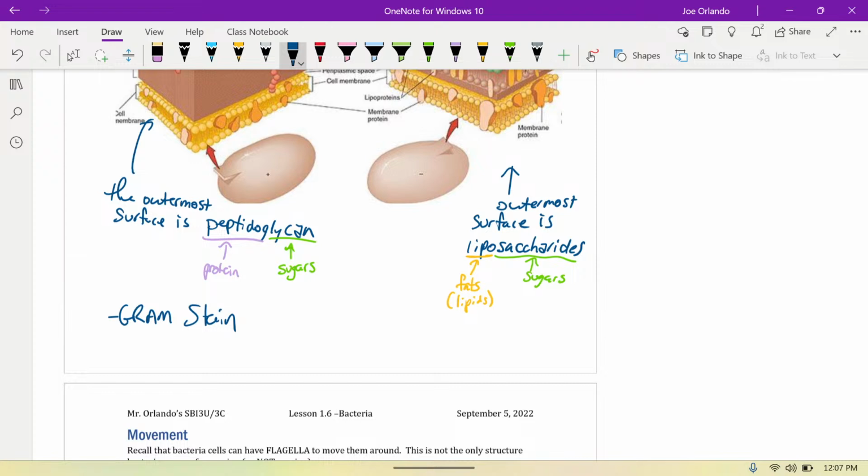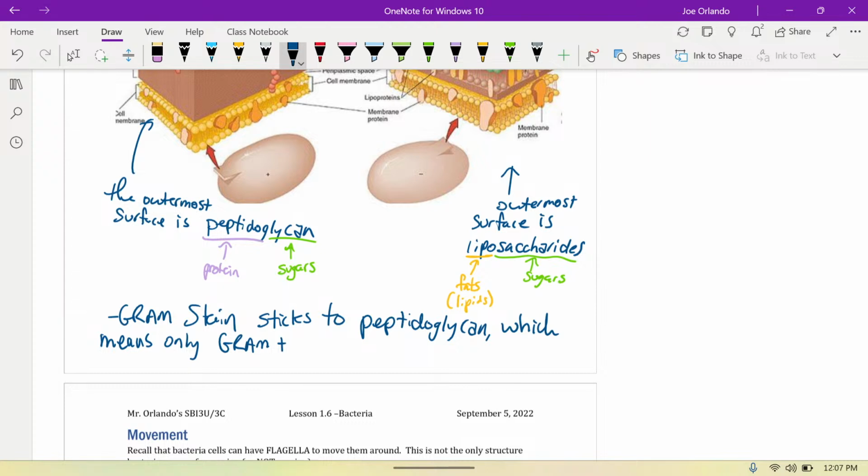If you tried to use that same stain on a piece of glass, it wouldn't stay. It might stick a little bit, but it would wash right off. Whereas once the stain's in that wood, it won't wash off. Does that make sense? So this stain sticks to peptidoglycan, which means only gram-positive cells, the ones where the peptidoglycan is the outer surface, will change color when stained.